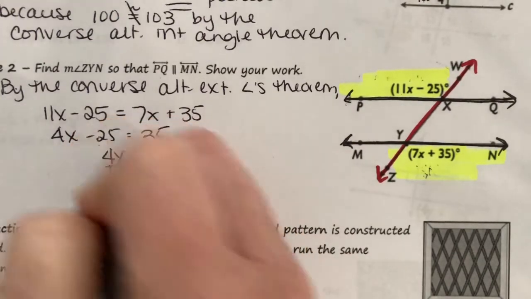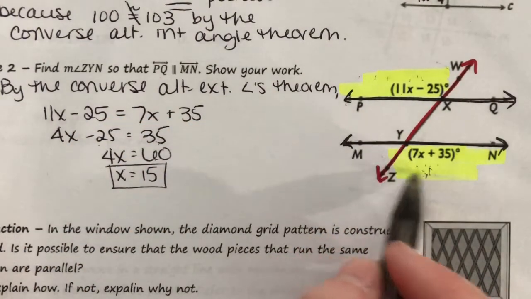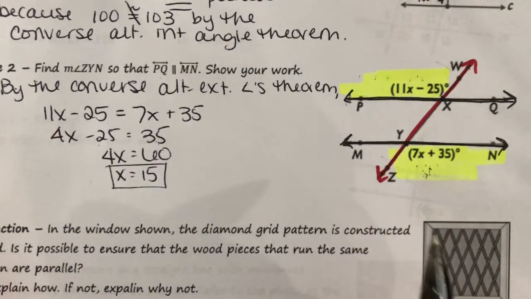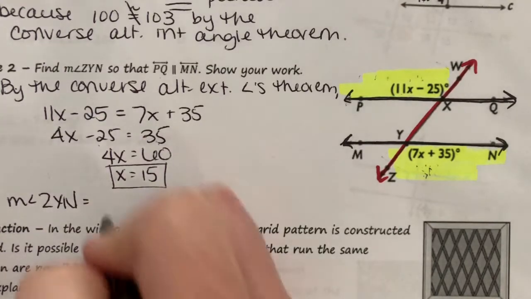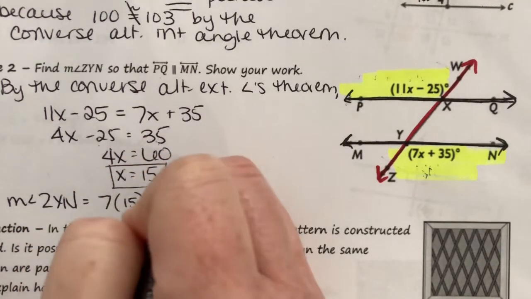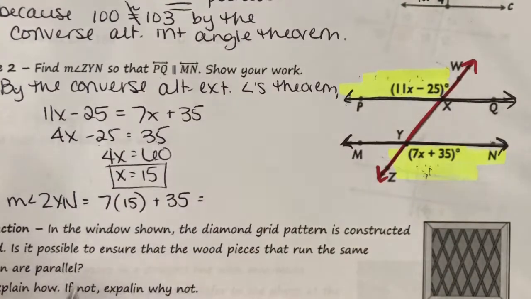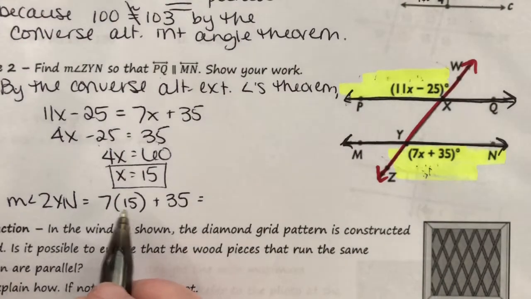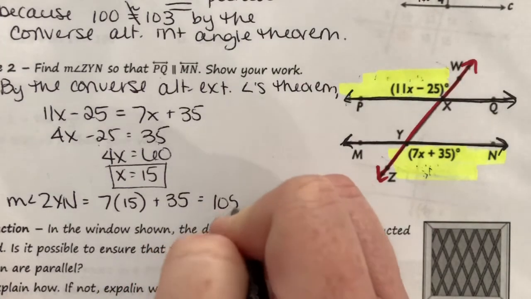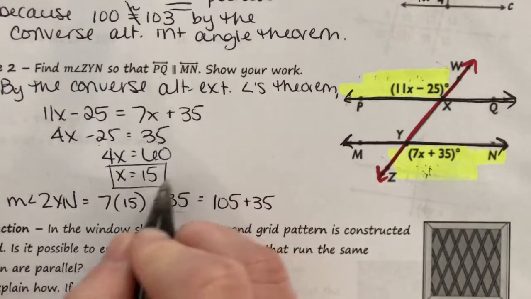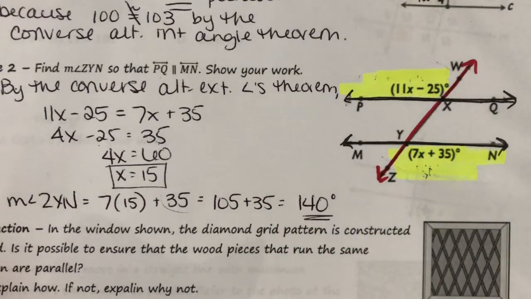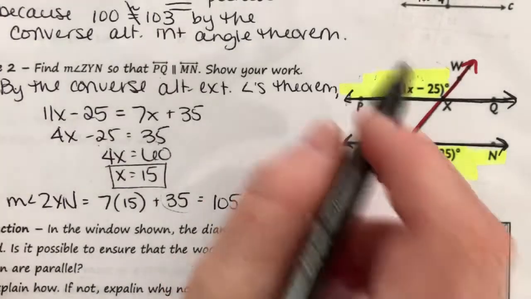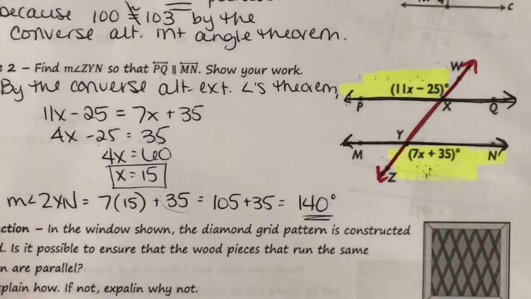But it didn't tell me to solve for x, it told me to solve for the measure of this angle down here, ZYN. So the measure of angle ZYN equals 7x plus 35, and we know x is 15. 7 times 15: 7 times 10 is 70, 7 times 5 is 35, and 70 and 35 is 105. We still have to add this 35, which gives us 140 degrees. Alternate exterior angles when our lines are parallel are congruent.